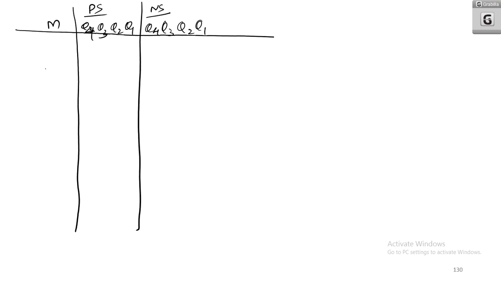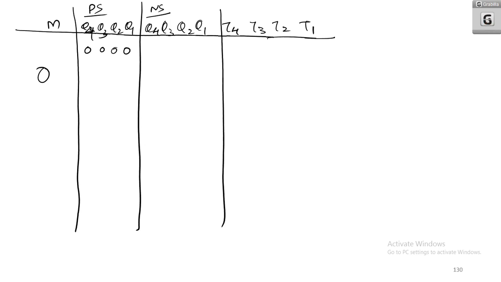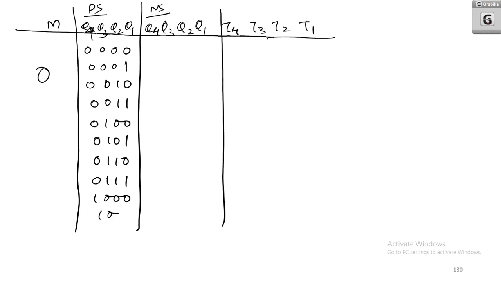So we are having m, and for all values m is equal to 0. What I am having is T4, T3, T2 and T1. So I am having toggle flip-flops. That is it. So the present states are 0, 1, 2, 3, 4, 5, 6, 7, 8, 9. Okay. Now 0 will go to 9.